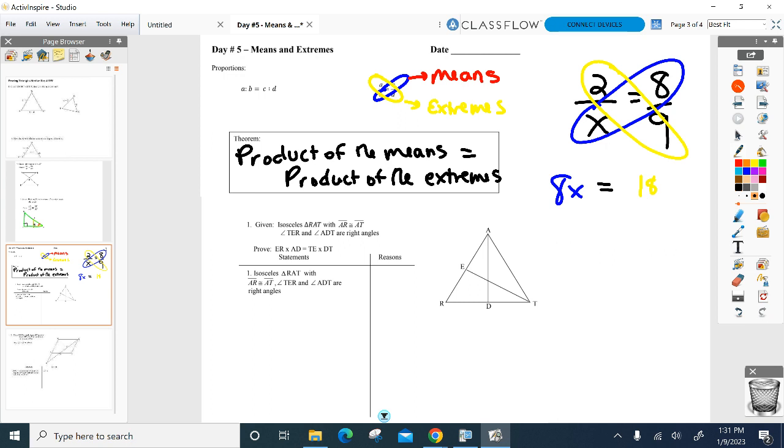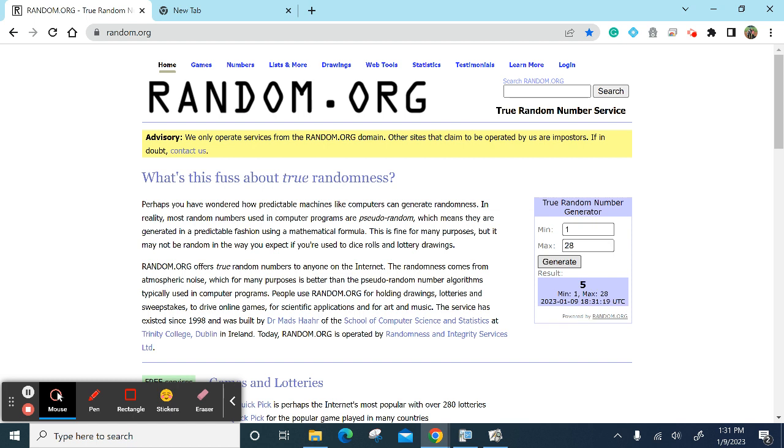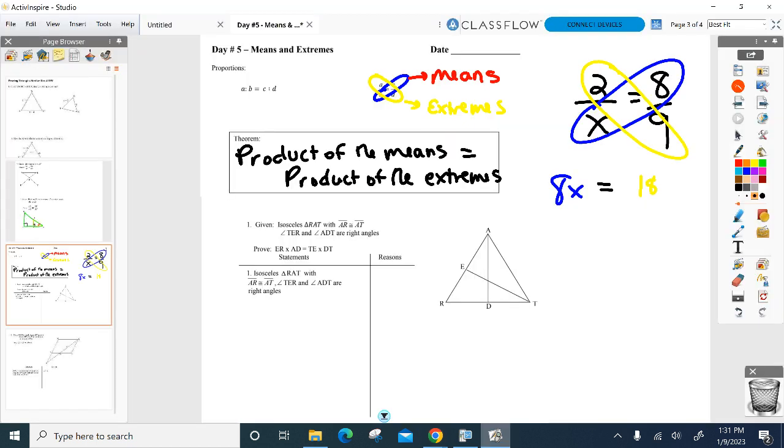You can't use that, though, unless you have, what did I give you at the very beginning? What was 2 over x equals 8 over 9 called? That's called a proportion. I can't do the product unless I have a proportion. And for Friday, why is the proportion true? Because the triangles are similar.